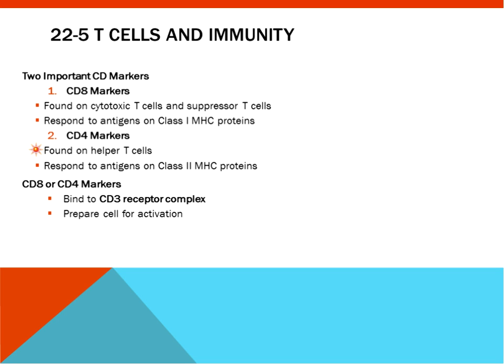CD4 markers are found on helper T cells. They respond to antigens on class 2 MHC markers. So remember, an antigen on a class 2 MHC protein says kill this. These helper T cells have a role in what's called co-stimulation, and they help to activate other immune cells to make copies of themselves in order to fight this specific infection. So the CD4 markers are found on helper T cells.